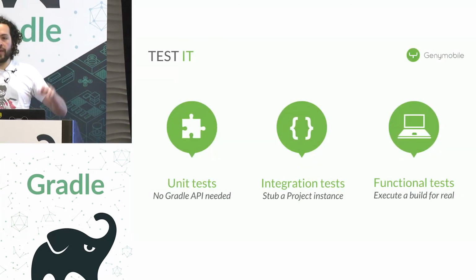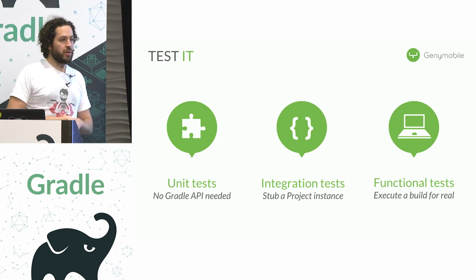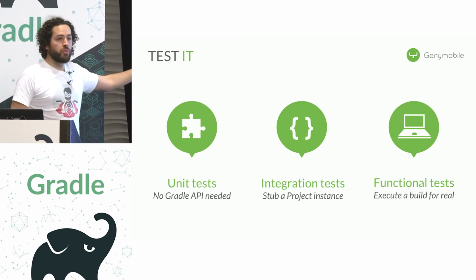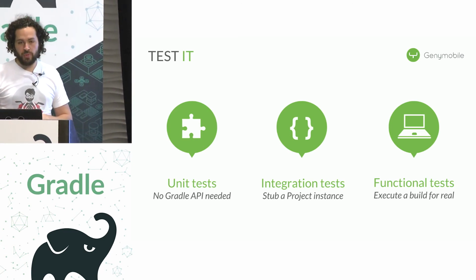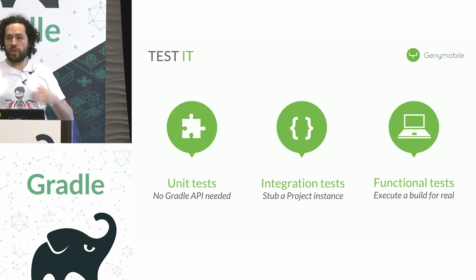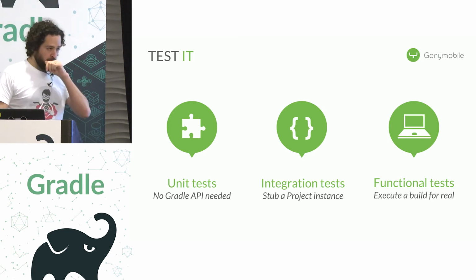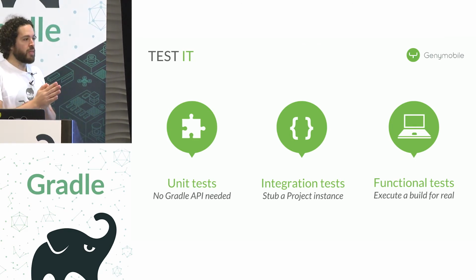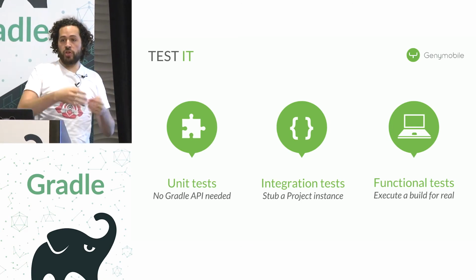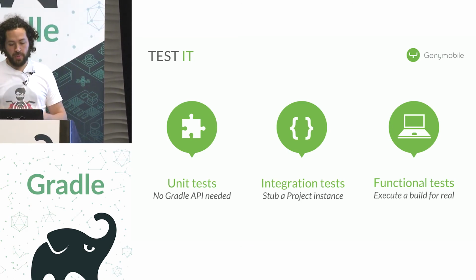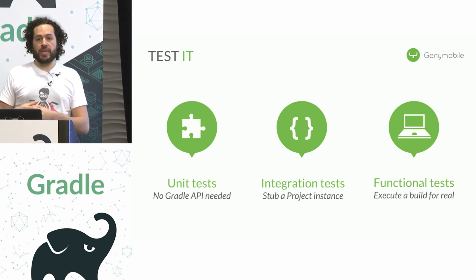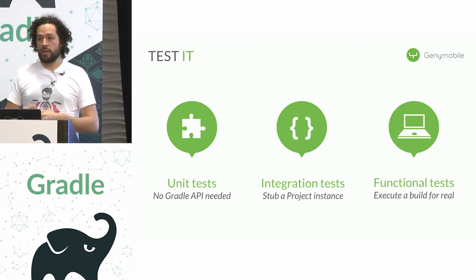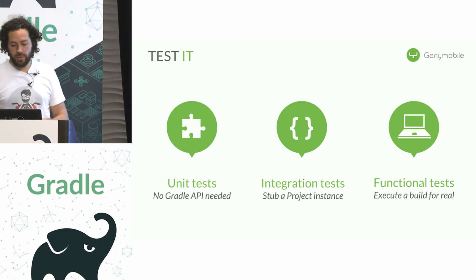We all know that there are mainly 3 kinds of tests that we can do on any project, but we will focus on Gradle and plugin projects. So you have unit tests that won't require any Gradle API. If you have, I don't know, just a business logic class that doesn't mess with Gradle, we won't talk about that because we all know how to do this, right? You have integration tests that will use a stub of a project, and we will see how we can play with it. And there are functional tests. Functional tests are really builds that you will execute from the beginning to the end, and then you will check what happened during this build, okay?